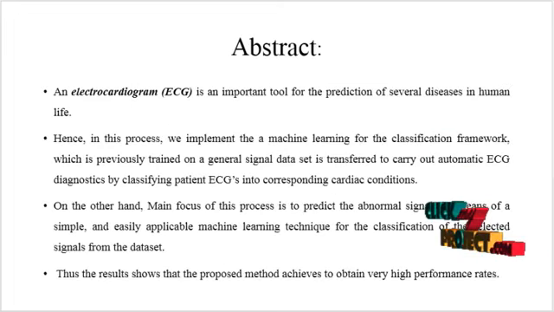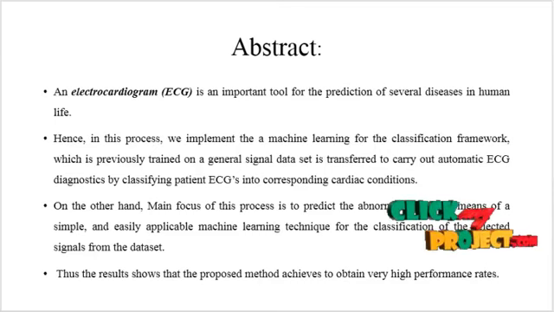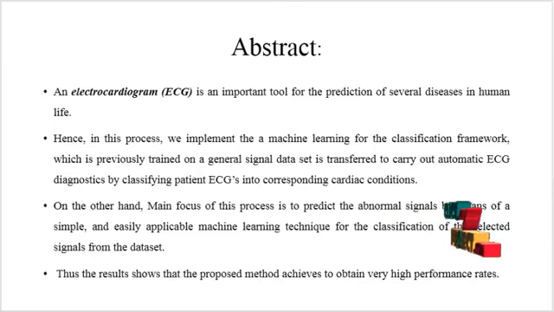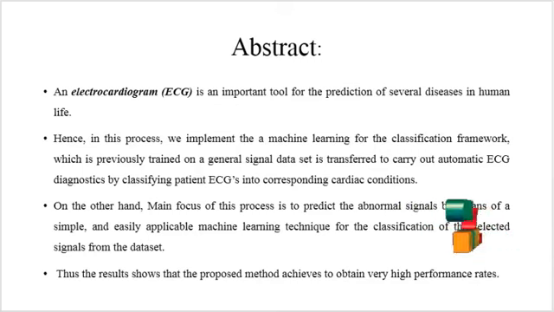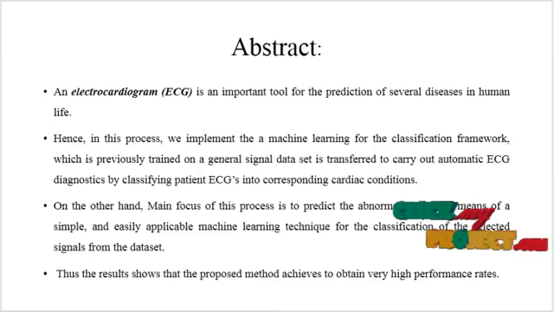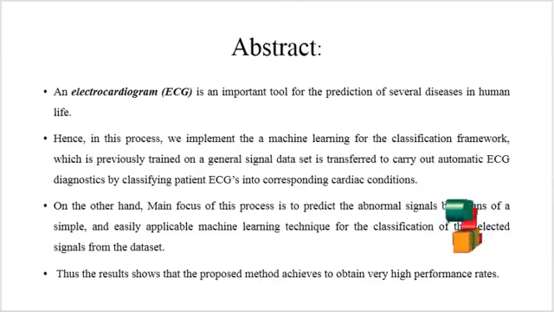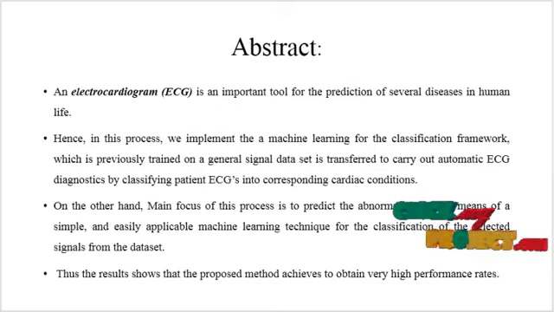Now we are going to discuss the abstract of the process. The ECG is an important tool for the prediction of several diseases in human life. Hence, in this process, we implement machine learning for the classification framework, which is previously trained on a general dataset and transferred to carry out automatic ECG diagnosis by classifying the patient ECGs into corresponding cardiac conditions. The main focus of the process is to predict abnormal signals by means of a simple and efficient machine learning technique for the classification of selected signals from the dataset.